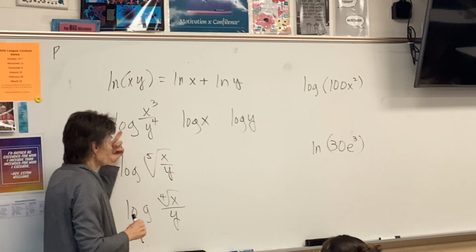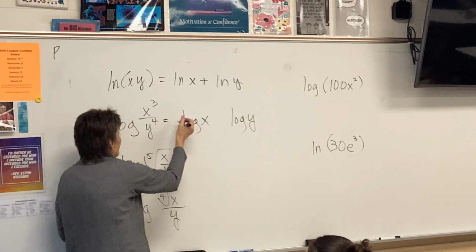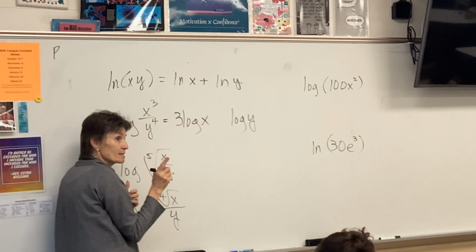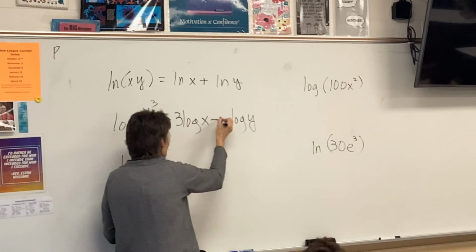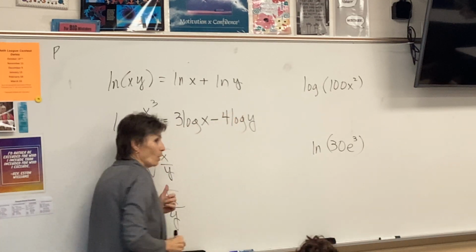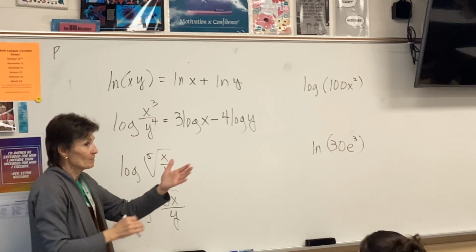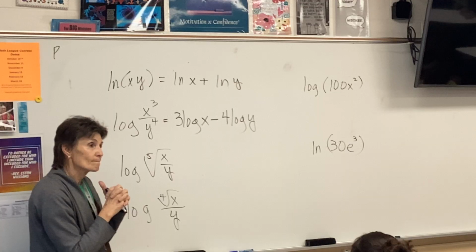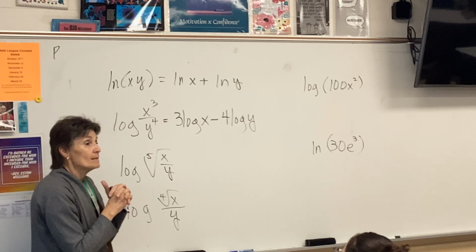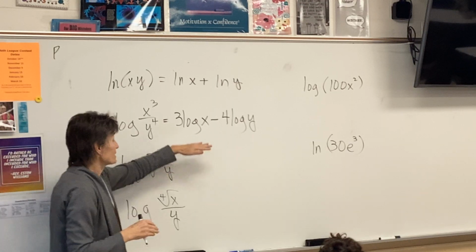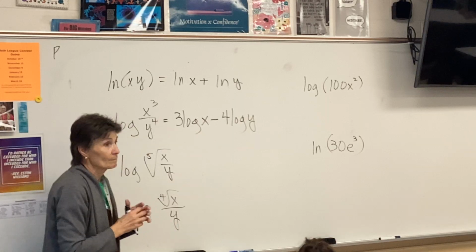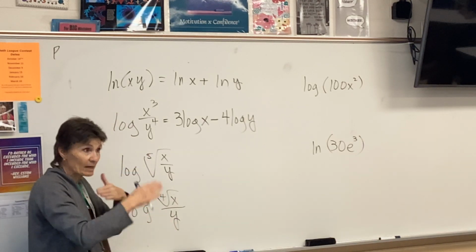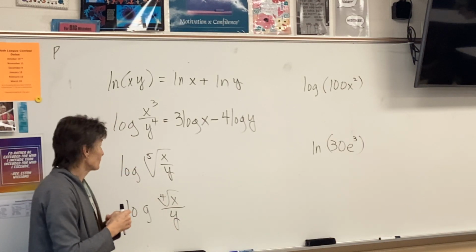Okay, so we put 3 in front of the x, minus, 4 in front of the y. Does that make sense to everybody? Those are your properties. Wait, would log x to the third be right? That would be like step 1. This is the final step. You have to get to the first. Okay, that could be a first step, yes.